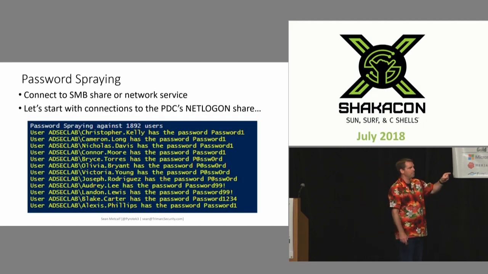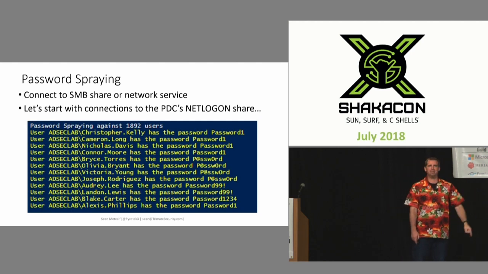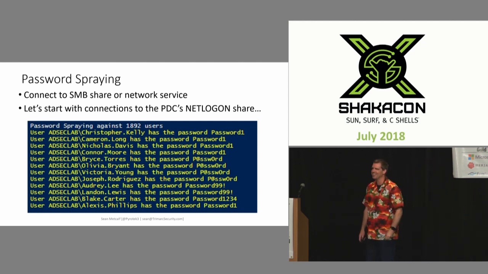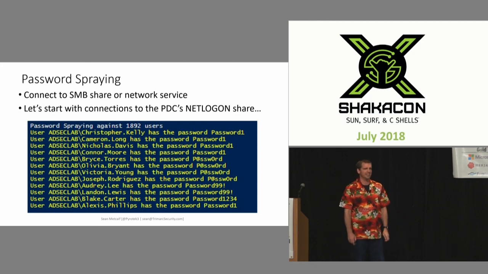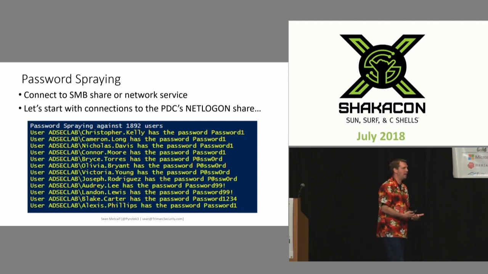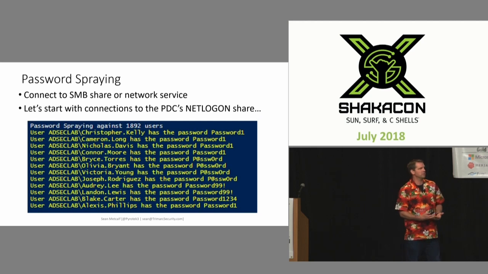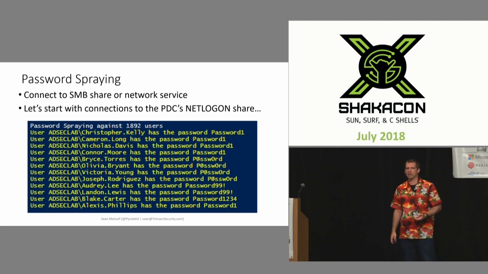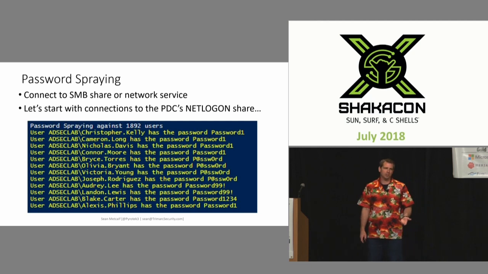In my lab, my fake users are horrible at picking passwords, let me tell you. I'm going to fire all of them. Terrible. I thought I told them not to use password. So they're like, Password1, we're going to use an ampersand. But through my lab environment of 1892 users, perfectly random number, connect to an SMB share or a network service, and so I just decided to target the PDC's netlogon share to do this.